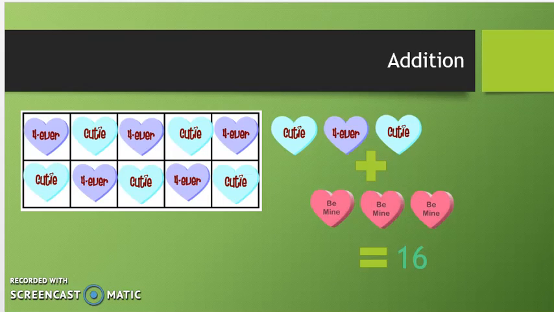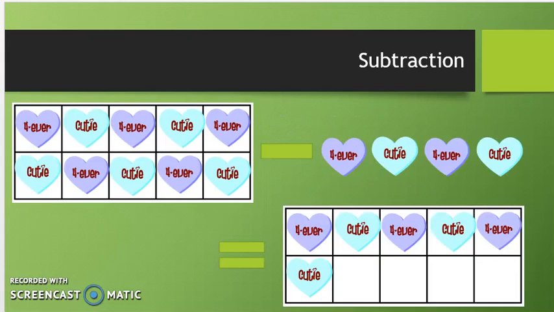So with the 10 frames that you guys have, I want you to see what's the biggest number sentence that you can make, addition-wise, with your 10 frames and the counters that you're given. So next, we're going to do subtraction.